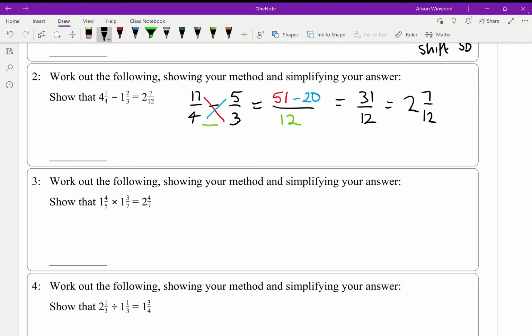Multiplication, so make it improper. 9/5 multiplied by 10/7. Then straight multiply this time. Straight multiply. And the calculator will cancel that down to 18/7, or Shift SD to 2 4/7.